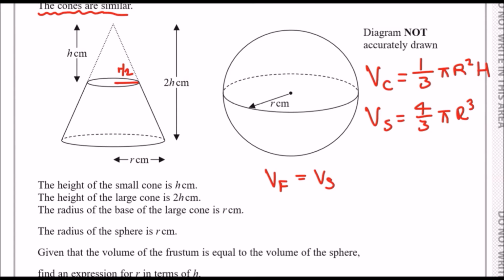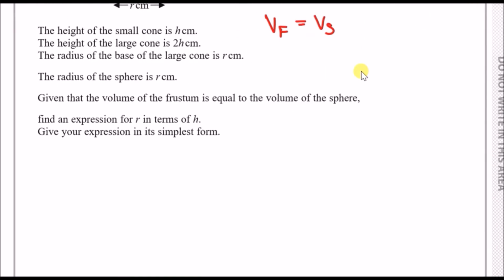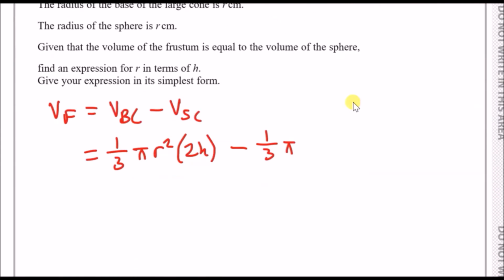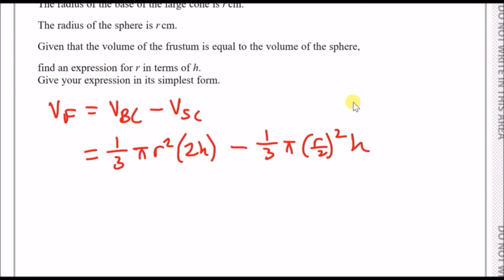Okay, so let's deal with the cone first, yeah? So we know that the small cone has a radius of r over 2 and a height of h, and a big cone has a radius of r and a height of 2h. So we can say the volume of a frustum is simply the volume of the big cone minus the volume of the small cone. So what this means, guys, is that the volume of the big cone is 1/3 pi r squared, and we know the height was 2h, minus the volume of the small cone, which is 1/3 pi. Instead of r squared, the radius is actually r over 2, so it'll be bracket r over 2 squared, and the height is just h.